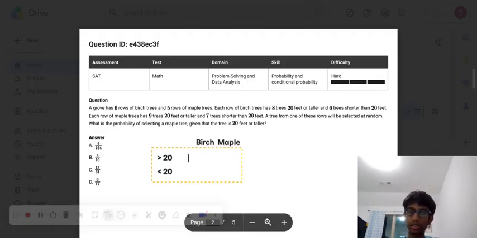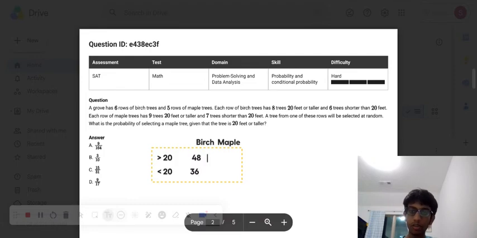We have 6 rows of birch trees, right? And each row has 8 trees that are 20 feet or taller. So greater than 20 is 8, but we have 6 rows of birch trees, so times 6. That would be 48 birch then. And 6 trees that are shorter than 20 feet. So we have 6 times 6 rows, so that's equal to 36.